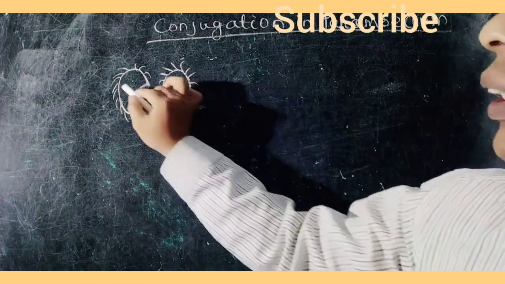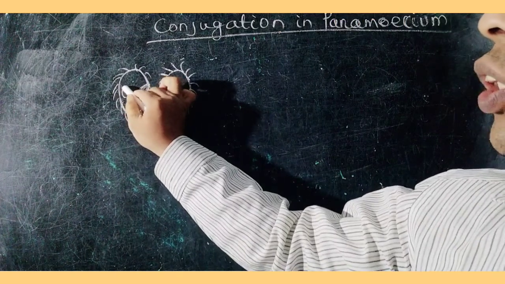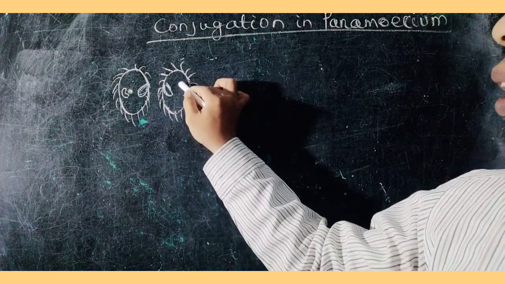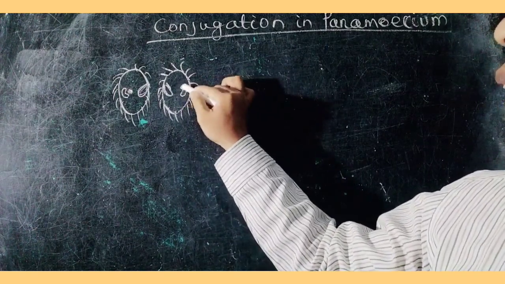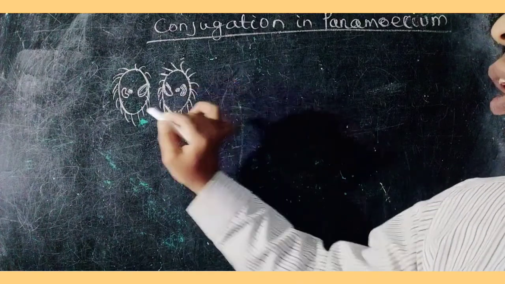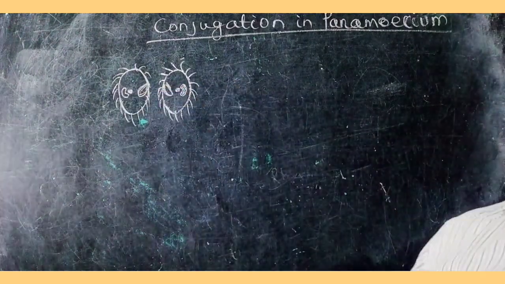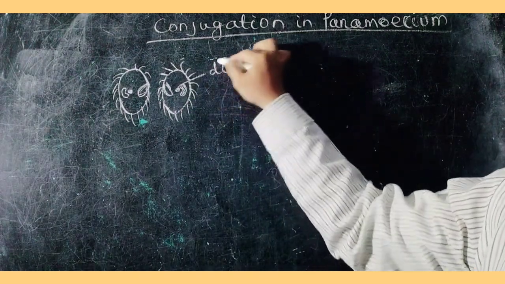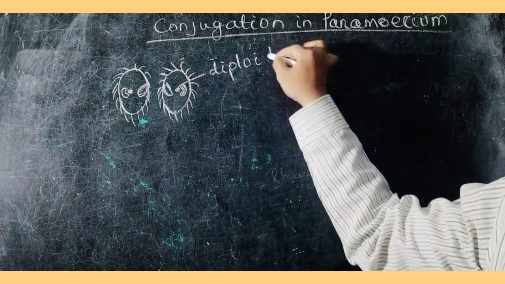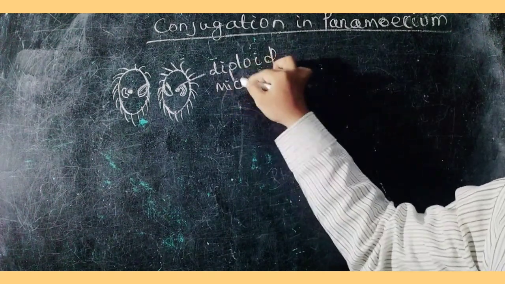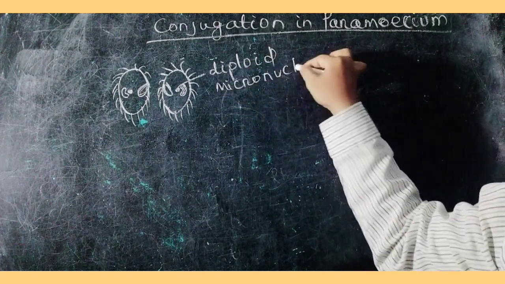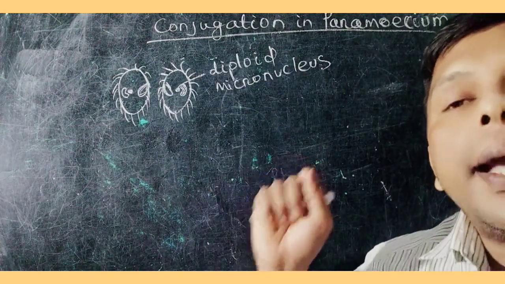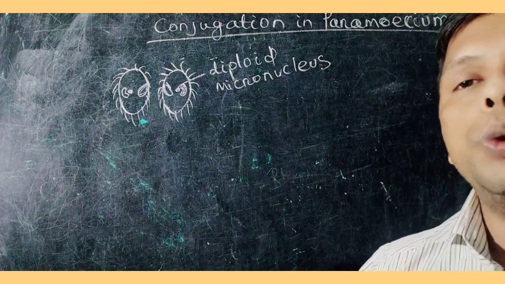Each Paramecium consists of a larger macronucleus, which is kidney shaped, and a small micronucleus. The micronucleus is diploid. The macronucleus is also diploid, but the macronucleus does not participate in the process of conjugation.